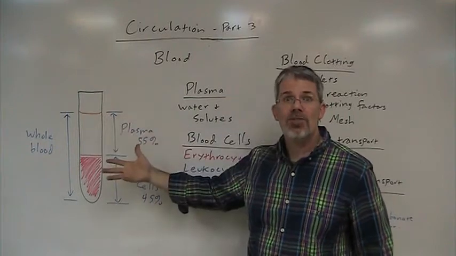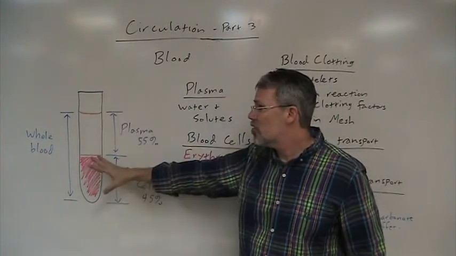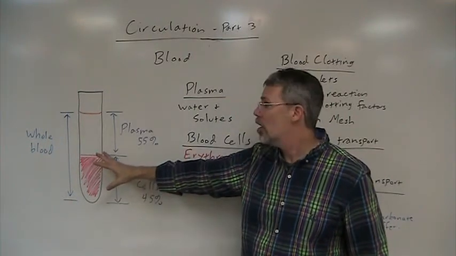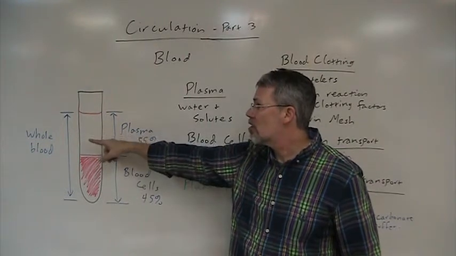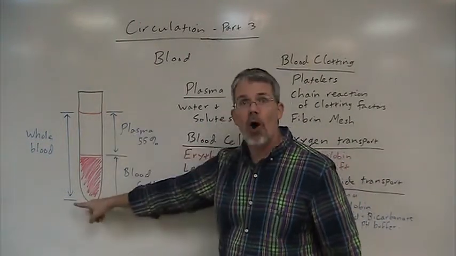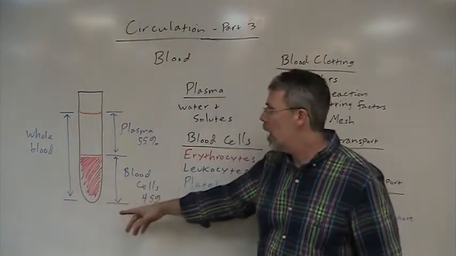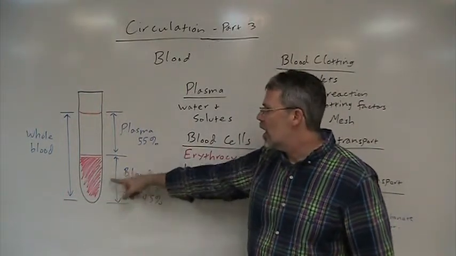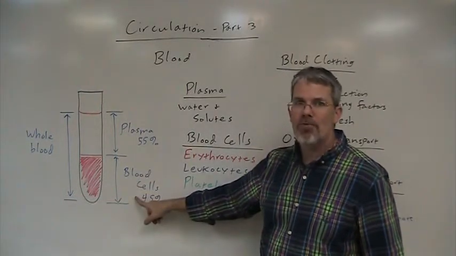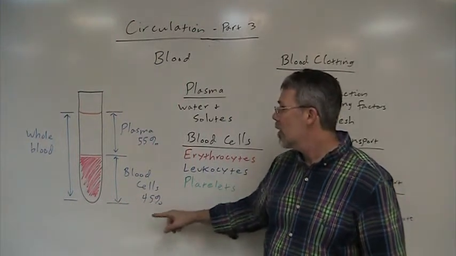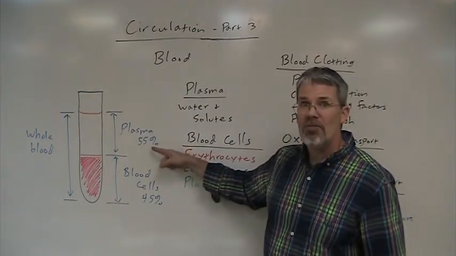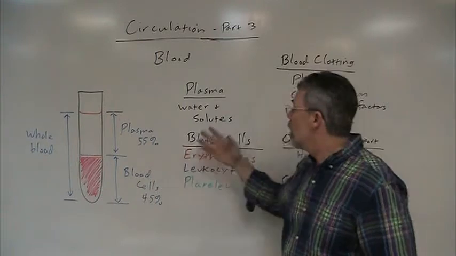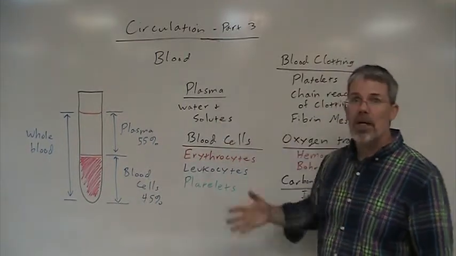Then they take this test tube and they centrifuge it so that the blood cells form a packed cell volume at the bottom and the liquid is at the top. So this represents the volume of whole blood, everything in blood. Here would be the blood cells, which would occupy some 45% of the total volume, and the plasma, the remaining 55%. Now, blood plasma, of course, is water and everything dissolved in it.